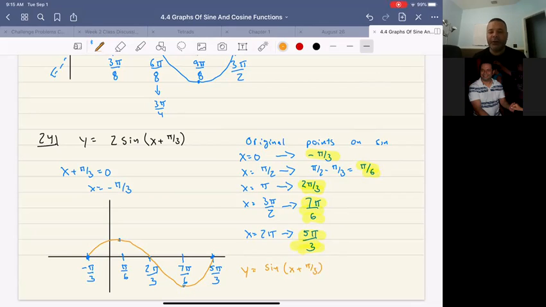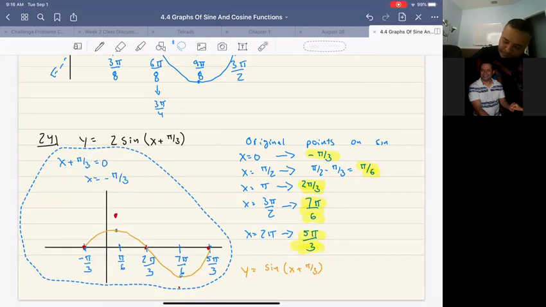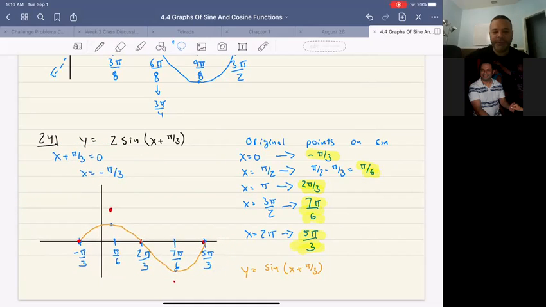So let's go ahead and go into red. I'm going to graph the 2 times it. All the 2 does here, since it's multiplying in front, is it multiplies everything by 2. So 0 multiplied by 2 is 0. 1 multiplied by 2 is 2. 0. Oh, wow, that's really down there. Let me move this up just a tad. There we go.